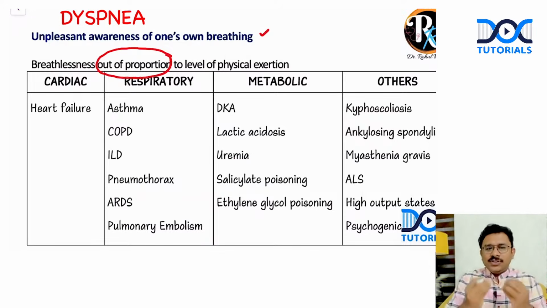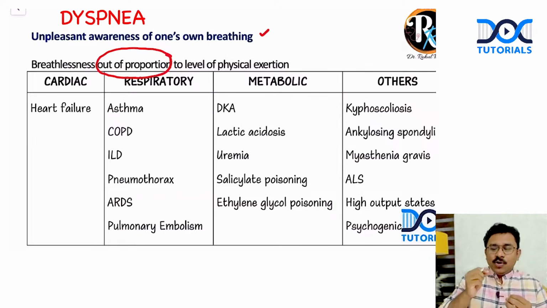When you take the history of a patient with breathlessness, you have to communicate to the examiner how severe the breathlessness is, and how is that possible? You have to tell how much the breathlessness is limiting his daily activities. And I'll tell you a couple of points in the next slide related to this.